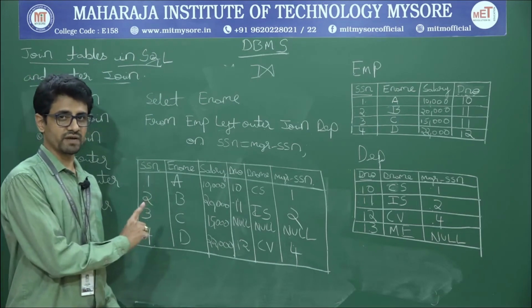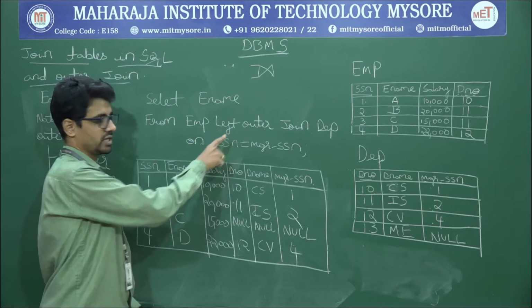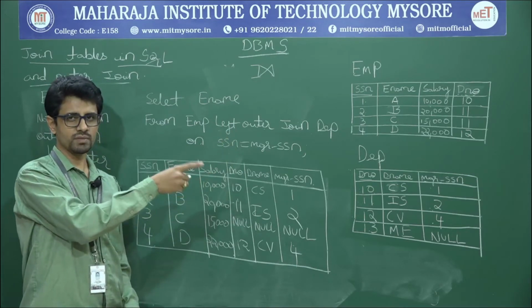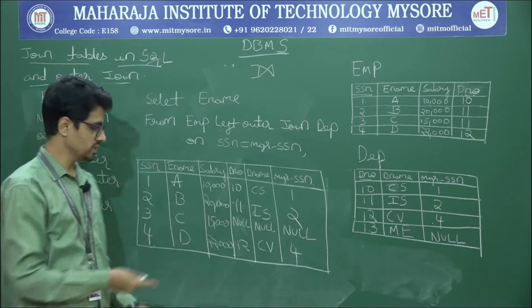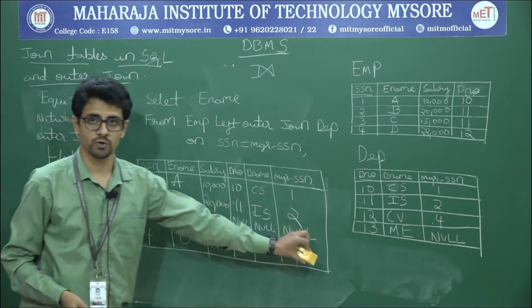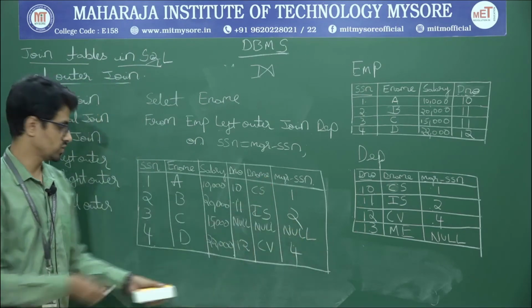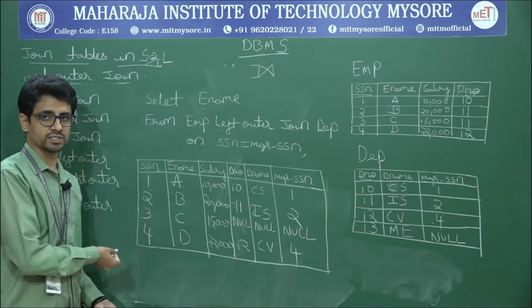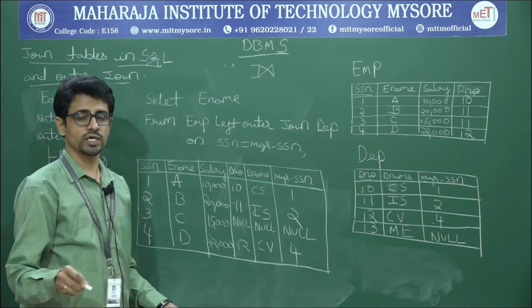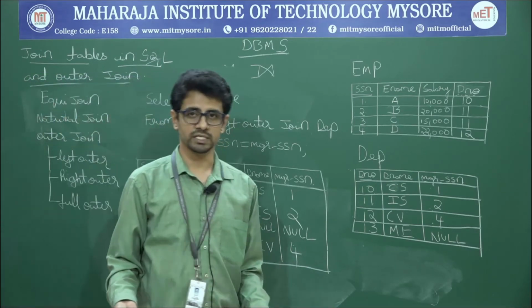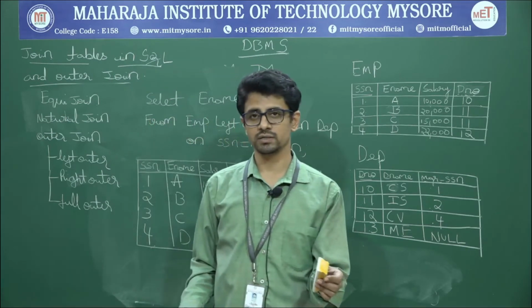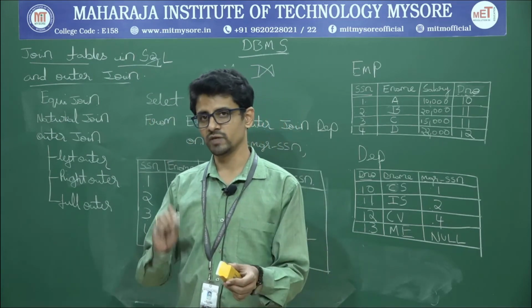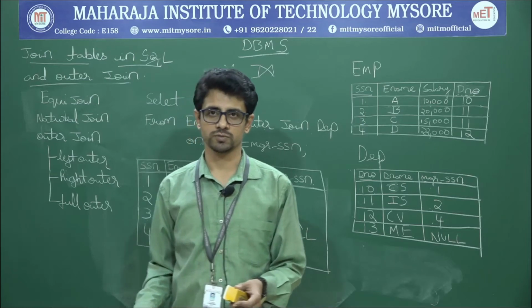If the same condition is applied in a normal join operation, say equijoin or natural join, this row would not come in the output, we would only have these 3 rows, because only 1, 2 and 4 are the managers, 3 is not a manager. But when you do a left outer join, irrespective of the condition given, the left hand side rows will be present, even if there is no matching on the right hand side.